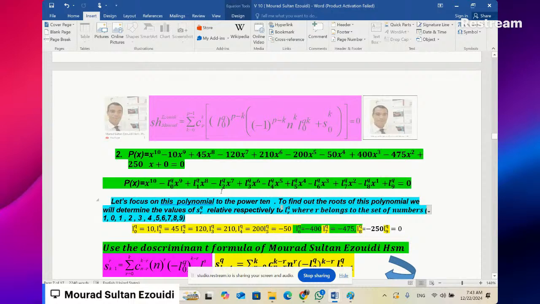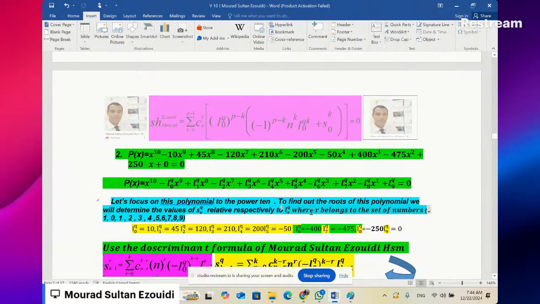This is your template; the equation has to be written as follows. Now, as you can see, this is in fact 1 to the power 10. I'm looking for the new 10th degree equation that will be derived from my original 10th degree equation. That means I'm going to find my new coefficients. I will find the new coefficient using the theorem of Mr. Mourad Sultan Ezouidi, and let's work this step by step.